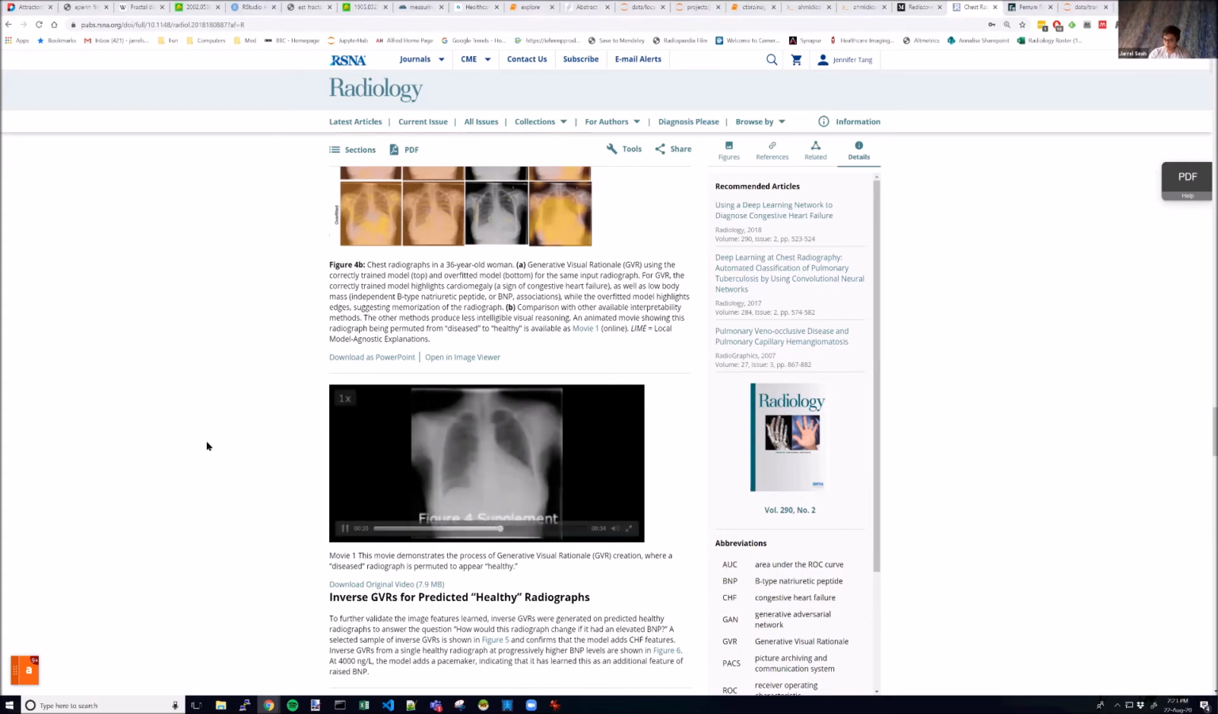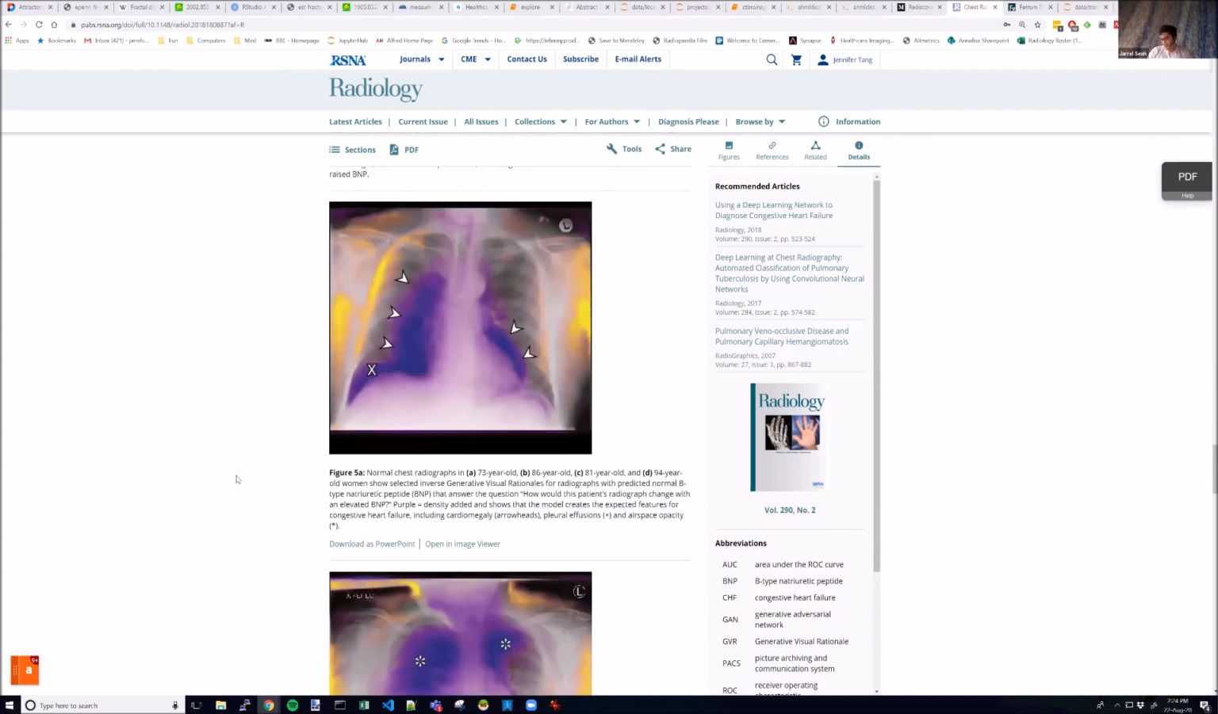If you remember from your medical school lectures, one of the signs of chronic heart failure is an enlarged heart. So far so good. It's doing the right thing. In order to predict whether or not the patient has heart failure, if you try to draw the patient without heart failure, it draws them with a smaller heart. That's fine. So you can go the other way.